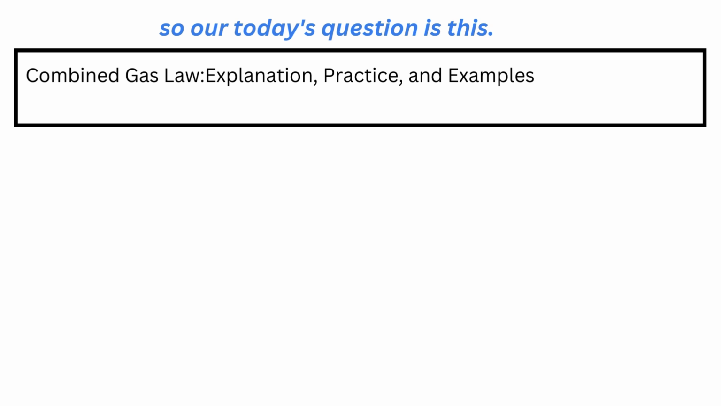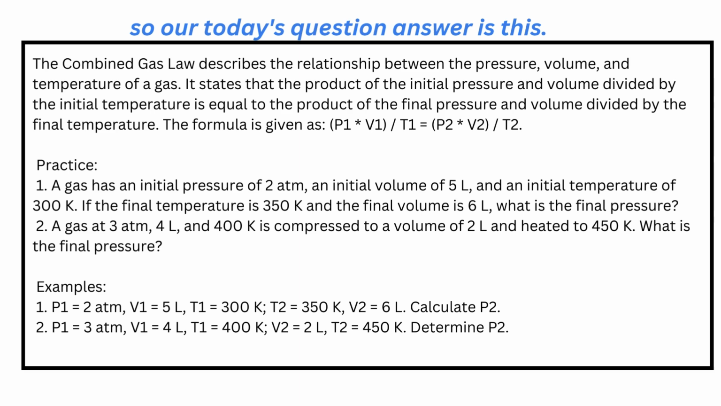Combined gas law explanation, practice, and examples. Correct answer: the combined gas law describes the relationship between the pressure, volume, and temperature of a gas. It states that the product of the initial pressure and volume divided by the initial temperature is equal to the product of the final pressure and volume divided by the final temperature. The formula is given as P1 V1 / T1 = P2 V2 / T2.